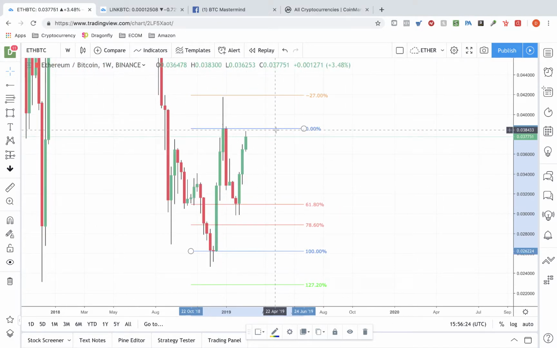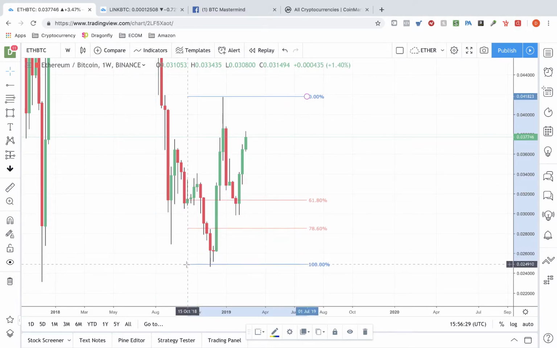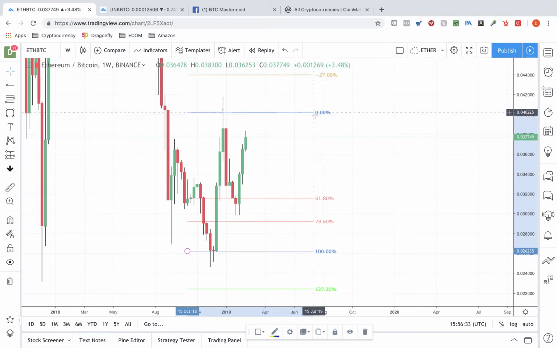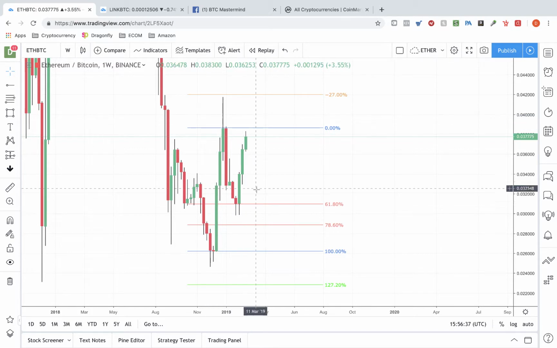So we went body to body on this one. You could also drag it out like this. We go wick to wick, or body to wick. It just really depends on what levels are being respected. It seems like this is the level here that's being respected.